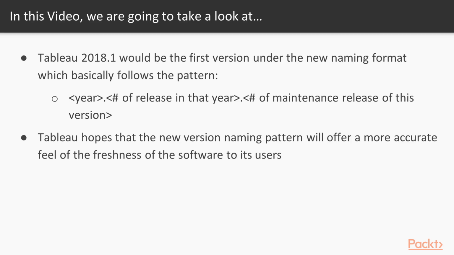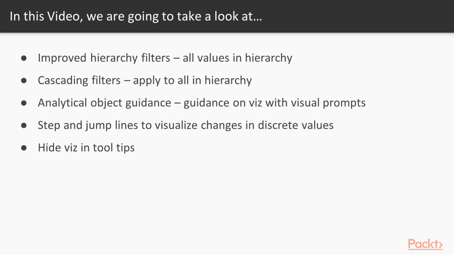to its users. In Tableau 2018.1, we're looking at the improved hierarchy filters, where it shows all values in a hierarchy. We look at cascading filters to apply all in a hierarchy. We look at the analytical object guidance, which is guidance on viz with visual prompts. Step and jump lines to visualize changing discrete values. This is where we have new line charts, which can be toggled via the path function, path on the marks card. We look at the hide the viz and tooltips, where previous versions of Tableau you couldn't hide the viz and tooltips, now you can.